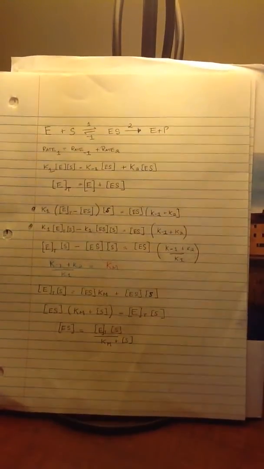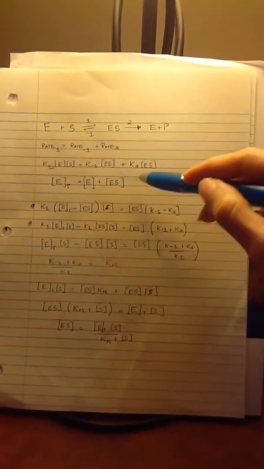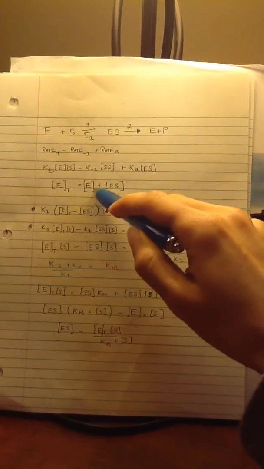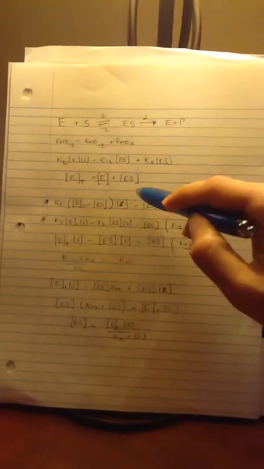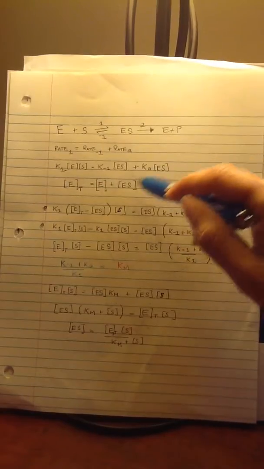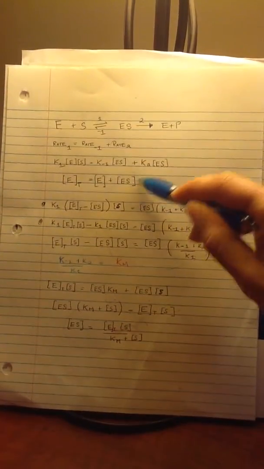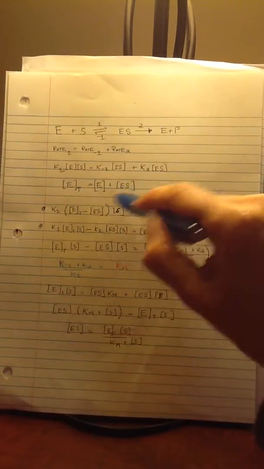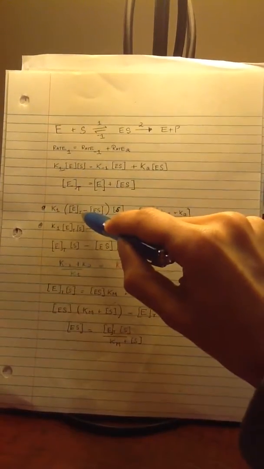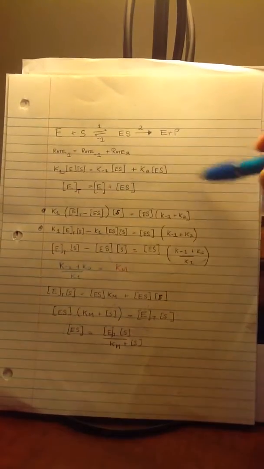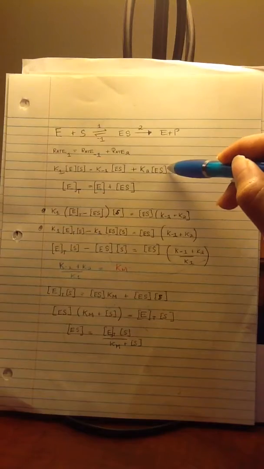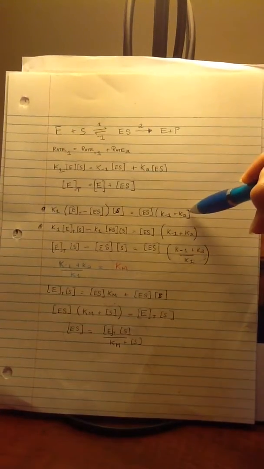Next, we can introduce the idea that our enzyme total is going to be equal to the enzyme free concentration that is not bound to substrate plus the enzyme concentration that is bound to substrate. Now E can be written as E total minus ES, and that can be substituted for E right here. Now on the right side of the equation, we're going to factor out the common term, which is ES.